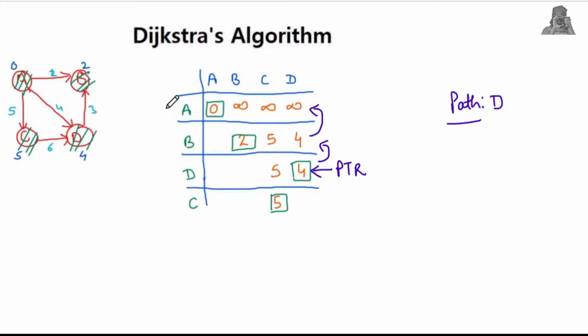At this row the vertex A was selected. So that's why in the path we have to update the value. We are going to write A here, because we were finding the shortest distance from this source to this vertex. Now we need to reverse this path.